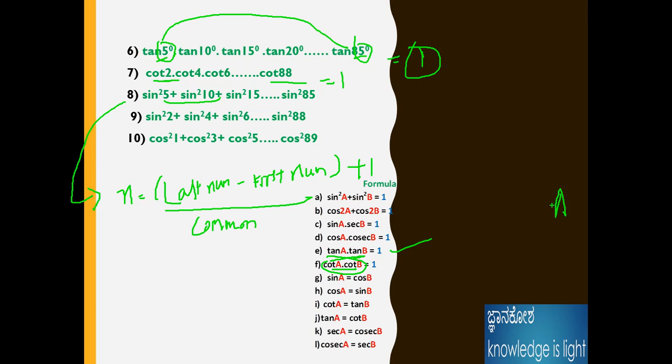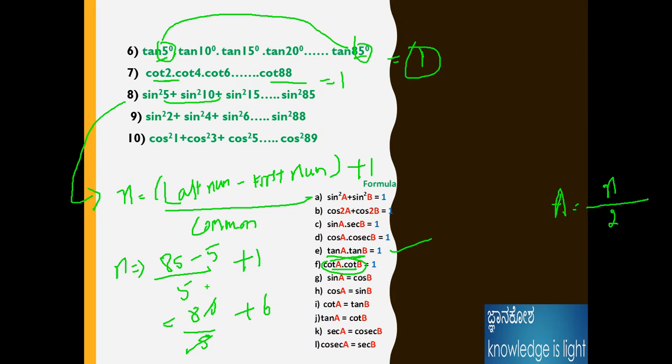Then A is the term to find out the initial thing, n by 2. Like that you should be asking the question. A is equal to the number of terms divided by 2. Therefore n is equal to the number of terms. What is the number of terms? Like that, asking the question. Number of terms is last number minus first number. What is the last number? 85 minus 5. What is the common difference between 10 and 5? It is 5, plus 1. Therefore 80 by 5 plus 1. 80 by 5 is 16, plus this 1, therefore 17 is the answer.